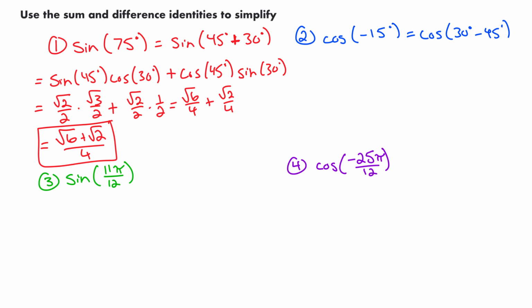But now I can just use the difference identity for cosine, which is going to be equal to cosine of the first angle times cosine of the second angle. And then we're going to do the opposite of the operation inside of the cosine. So it's going to be plus sine of the first angle, sine of the second angle.